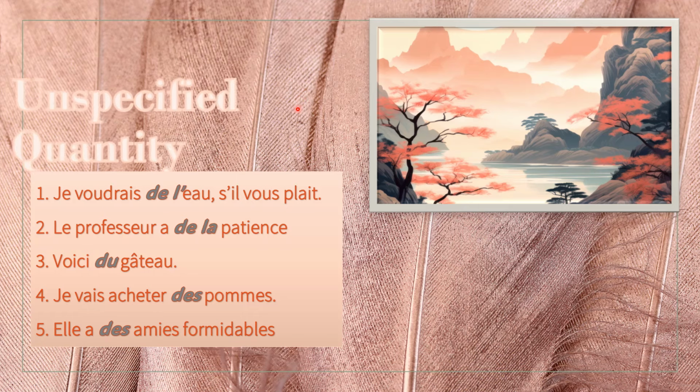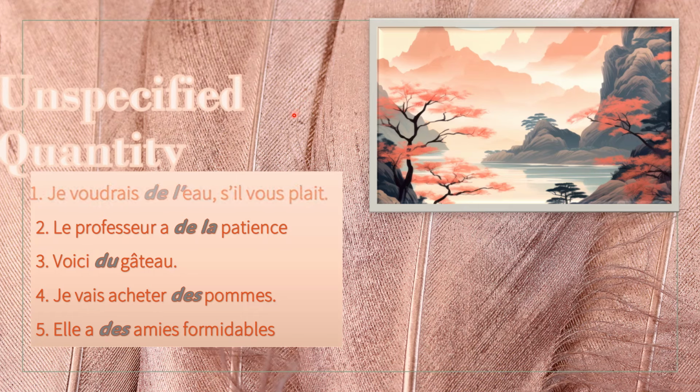Let's look at a few more examples. Number 1, je voudrais de l'eau, s'il vous plaît. I would like some water, please. Number 2, le professeur a de la patience. The teacher has patience. See how in this example we're using de la with patience, but we don't have to say some while translating in English. Because in English, we don't say the teacher has some patience, we just say the teacher has patience.